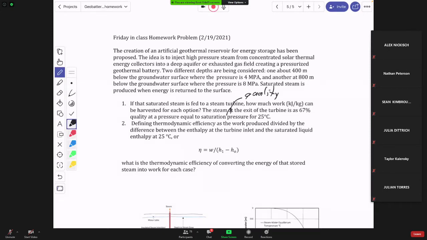And so we're looking at the two different cases. And what you'll find is that the temperature at 4 megapascals is about 250 degrees C. The temperature at 8 megapascals is about 300. So what we'd like to do then is maybe put together a little table that has the different states, state 1 and state 2, and start putting in the information that we know, temperatures and pressures. And in this case, what we're going after is the enthalpy. So we'll be looking at the saturated steam enthalpies at both of those pressures. Right. So where are we going to find those?